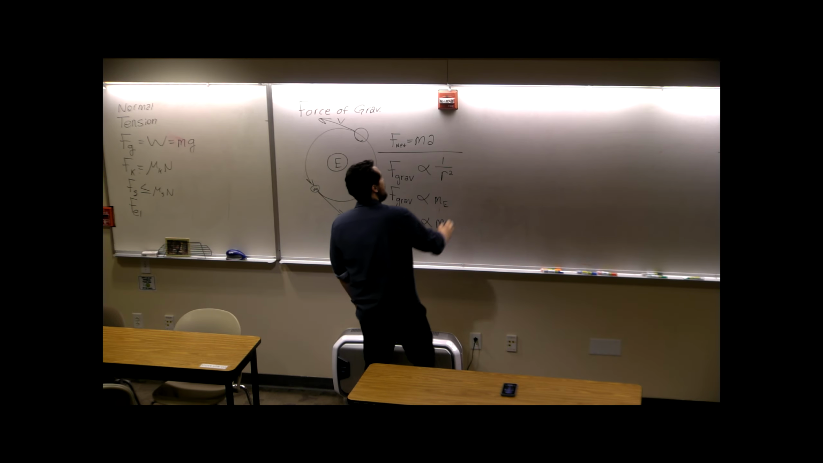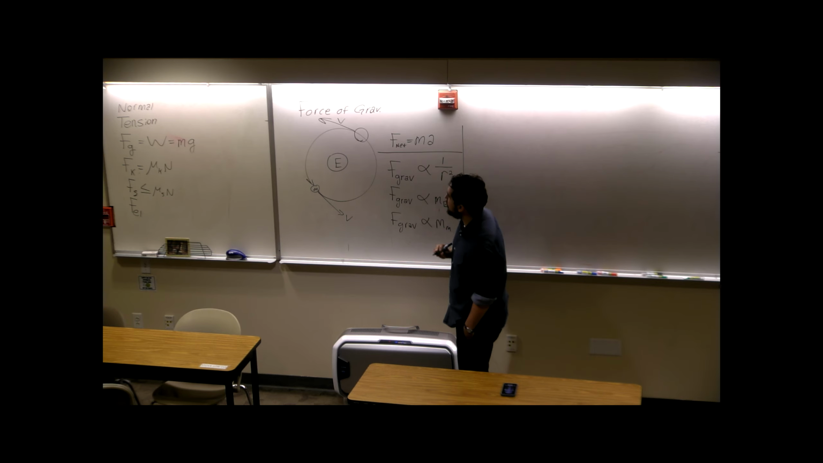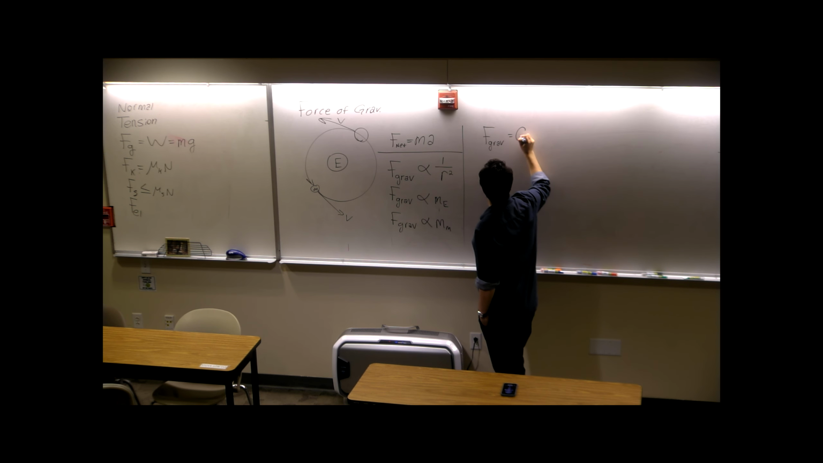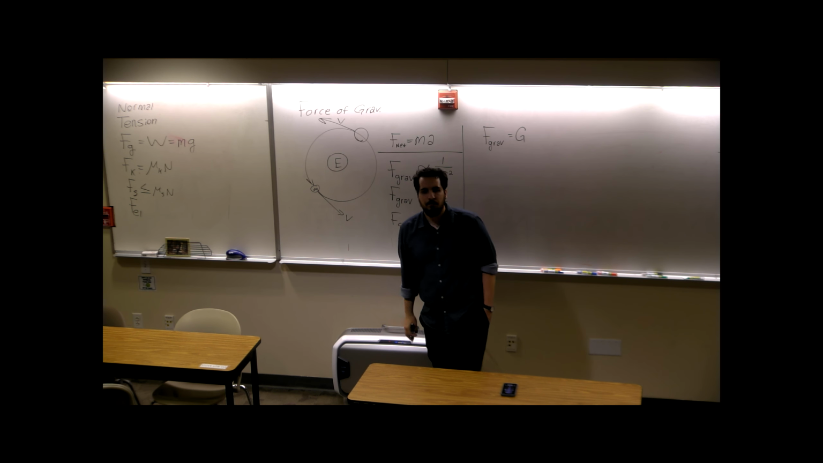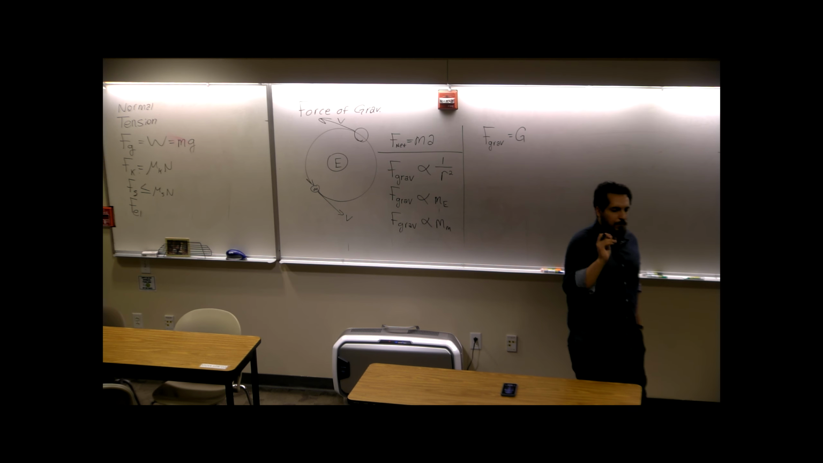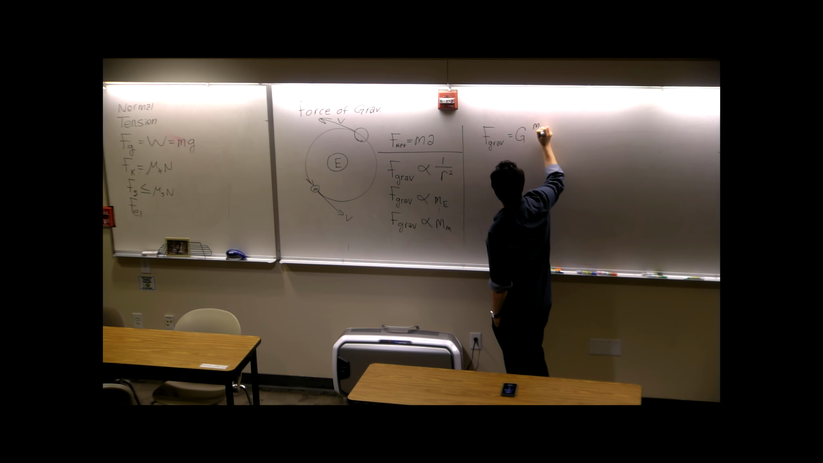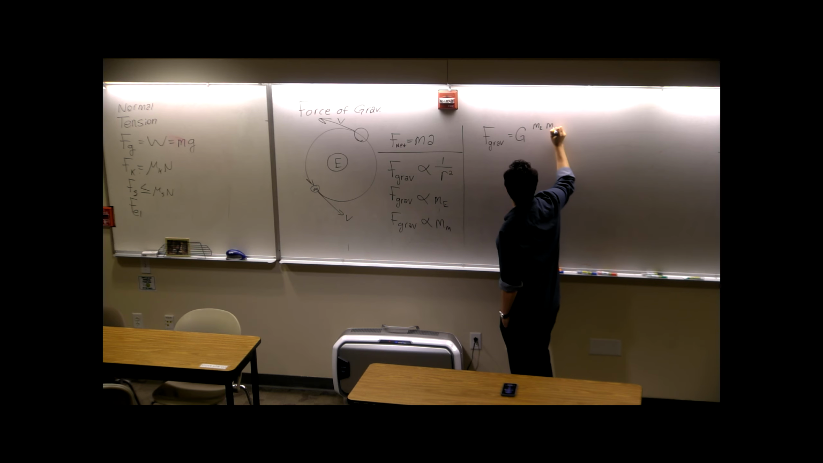So Newton said, taking all of this and combining them together, the force of gravity must be equal to some constant, then why don't we use capital G? Capital G for gravity. So a constant of proportionality, G, multiplied by the mass of Earth, the mass of the Moon, divided by the distance that separates them squared.